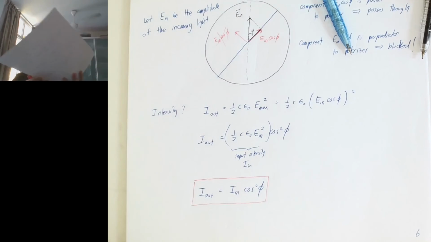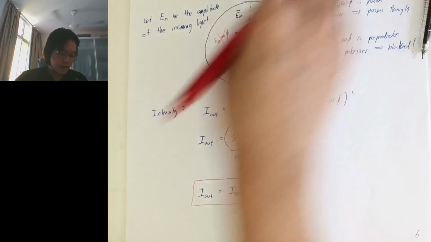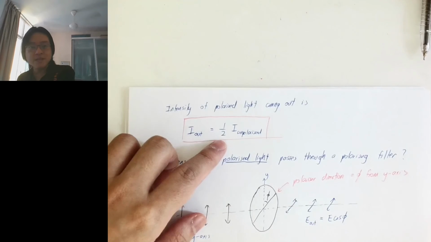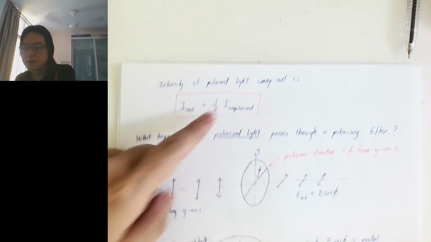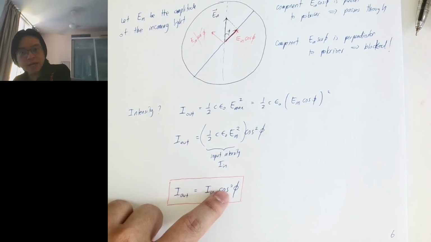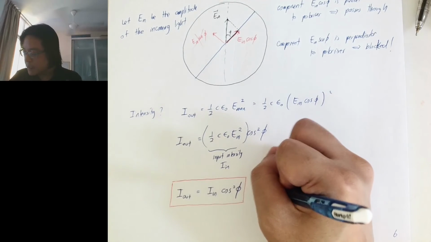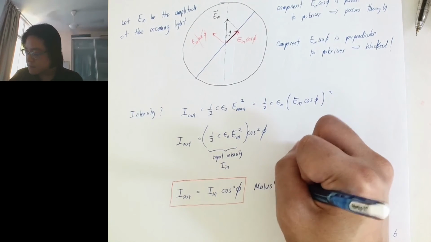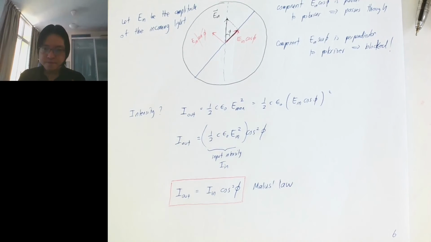Contrast this with unpolarized light. Unpolarized light is random, so what comes out is definitely half of the unpolarized light. But if the light is already polarized, then it depends on the angle. In particular, if the angle is 90 degrees, then no light comes through. So this is what we call Malus's law. Okay, any questions so far?